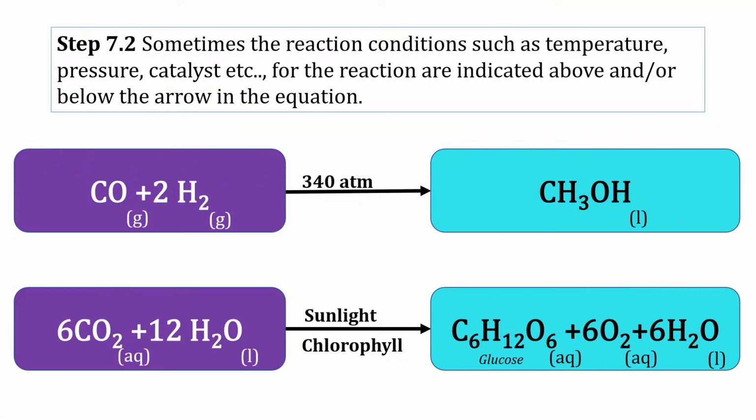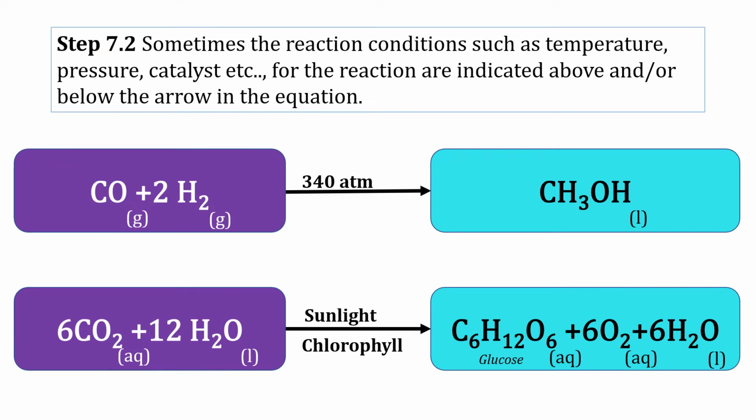Sometimes the reaction conditions such as temperature, pressure, catalyst, etc. for the reaction are indicated above and or below the arrow in the equation. The first example: when carbon monoxide gas and hydrogen gas are compressed together at 340 atmospheric pressure, it produces methanol, which is in liquid state.